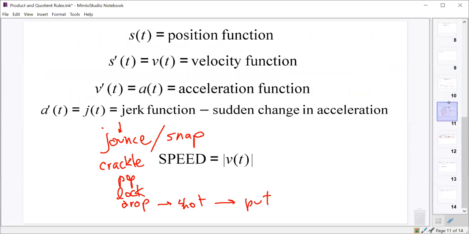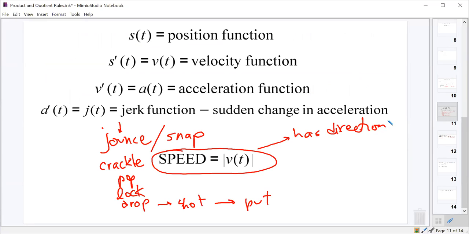I got so excited about Snap Crackle Pop, I forgot to mention this other really important thing, that we talk about speed. Speed is the absolute value of velocity, which tells us that velocity has direction to it. A velocity has positive or negative. I could be going 5 miles an hour or negative 5 miles an hour. I'm talking about velocity. 5 miles an hour is 5 miles an hour to the right. Negative 5 miles an hour is 5 miles an hour to the left. Whereas speed has no direction.